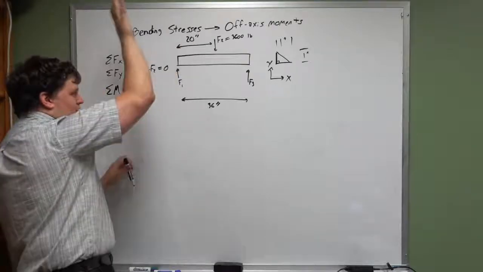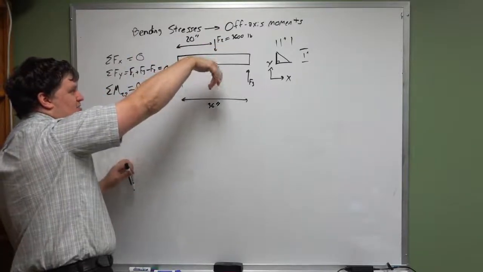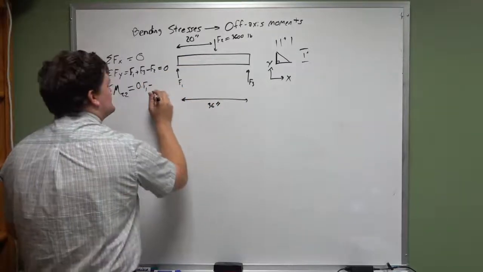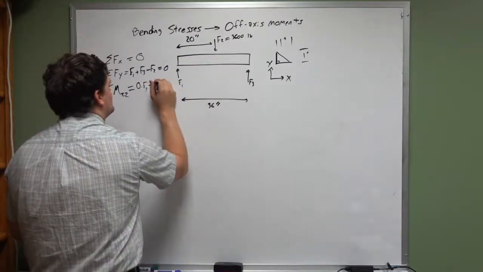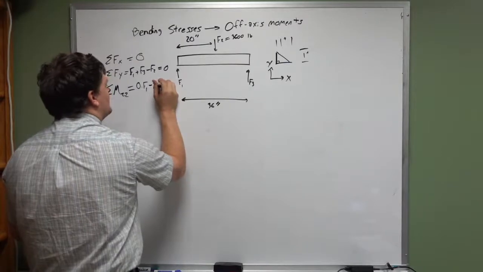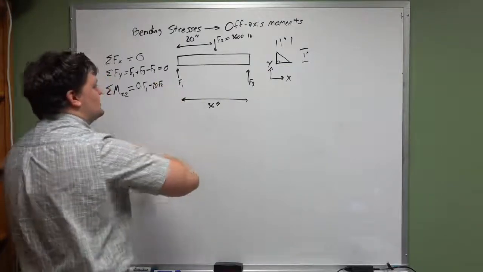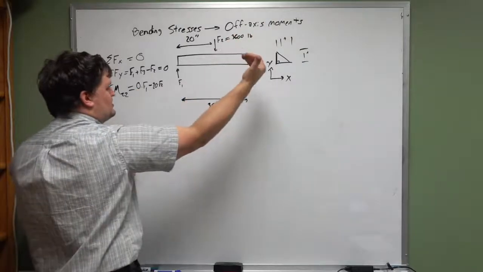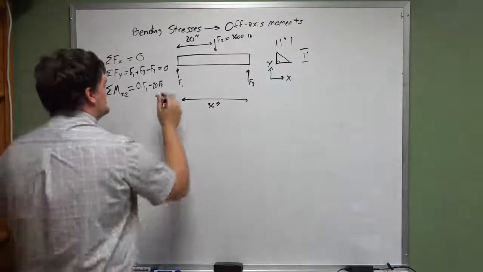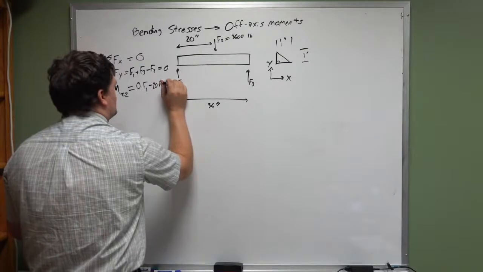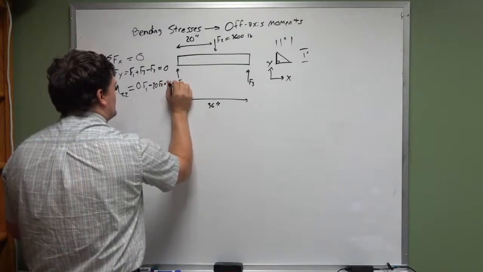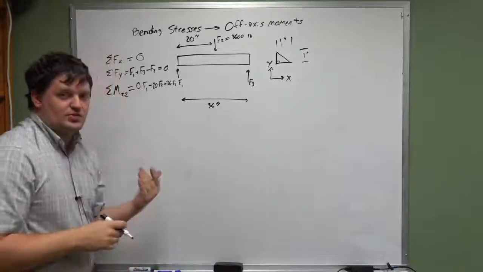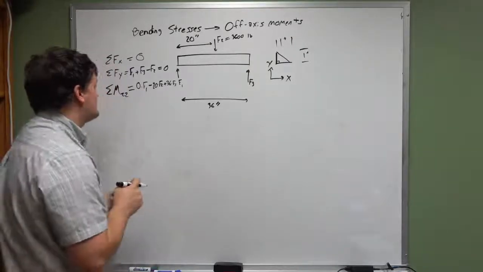Radius to F2, which means that's a negative force. It's pointing into the board. So we'll say minus 20 inches times F2. And then the radius to F3. My thumb's pointing out of the board, so that's going to be a positive, plus 36 times F3. And then we know that's going to be equal to 0. So those are the three formulas that we're facing right now.